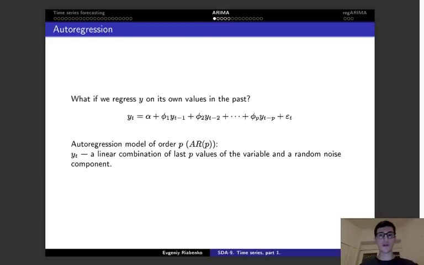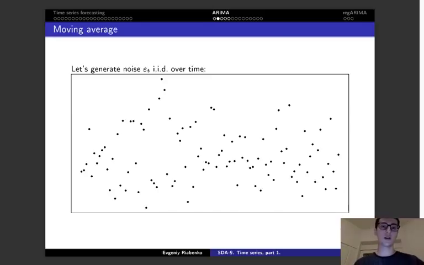So this is the first idea. The second idea is a bit more involved, so a bit trickier. Let's plot random noise. These are values generated from a Gaussian distribution, and one axis is just the index, and the other axis is the values of this noise. And let's apply a moving average to these values.